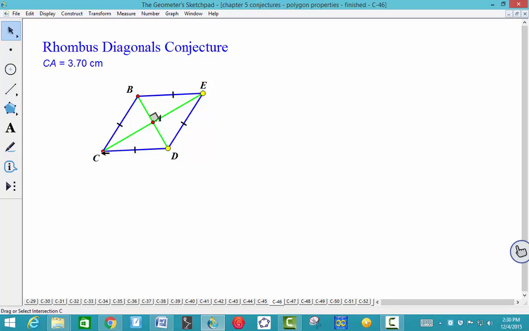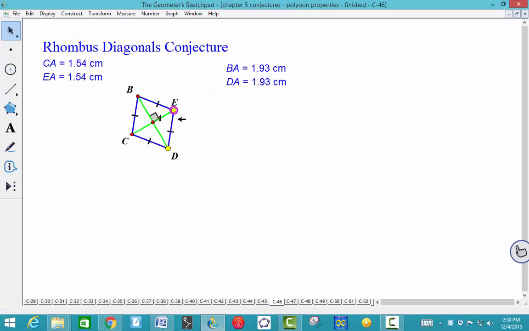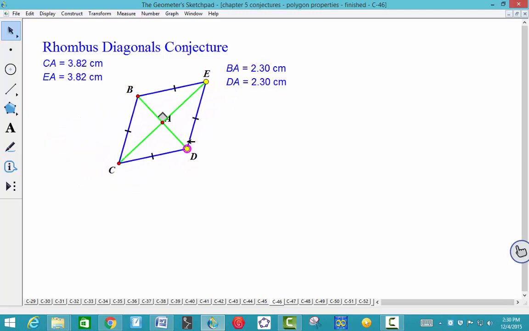Okay, so we can see that the length from C to A is 3.7, and then we can measure the distance from E to A. Measure the distance. So those lengths are equal. And then the distance from B to A, measure the distance. And that's going to be the same as the distance from D to A. So you can see that no matter how the rhombus is moved, the diagonals are always bisected and they always intersect at 90 degrees.